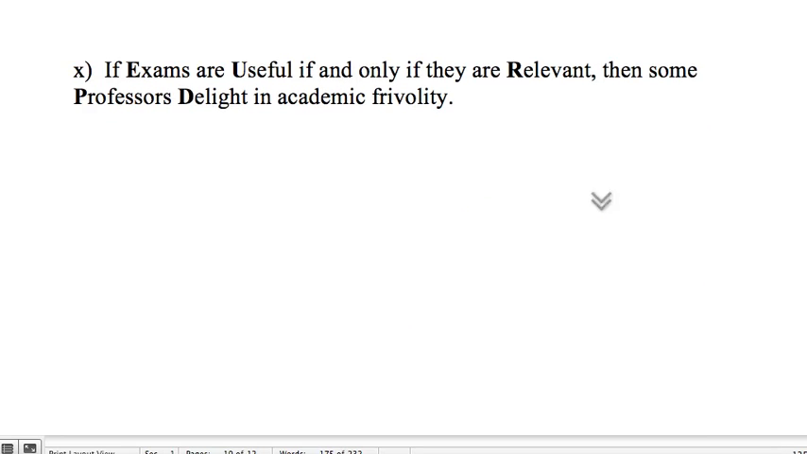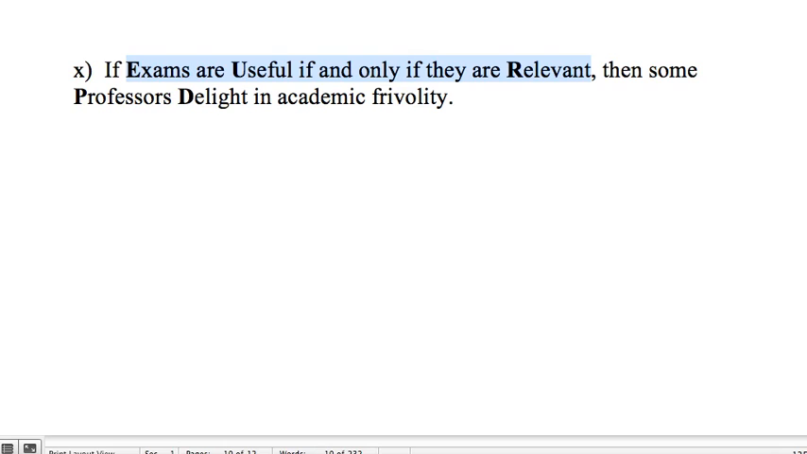If exams are useful if and only if they are relevant, then some professors delight in academic frivolity. Try that. You can see once again that we don't have a quantified sentence here, that what we have in fact is a sentence with a main connective that's the main operation. And again, we can see that it's an if-then sentence, so each of the examples of this that we've seen so far have been conditionals. That's what we have here. The antecedent of the conditional is exams are useful if and only if they're relevant.